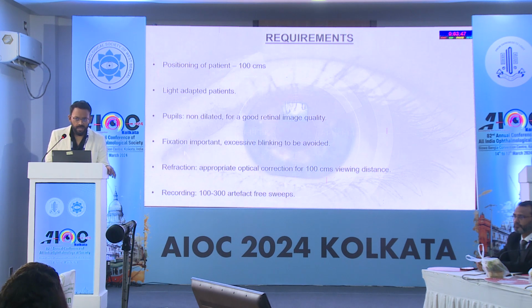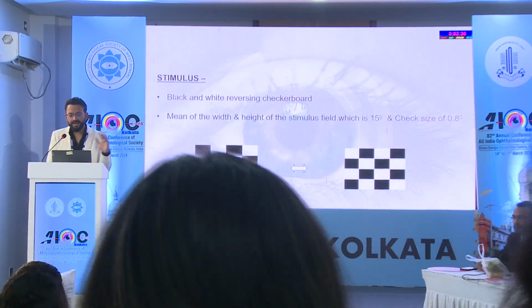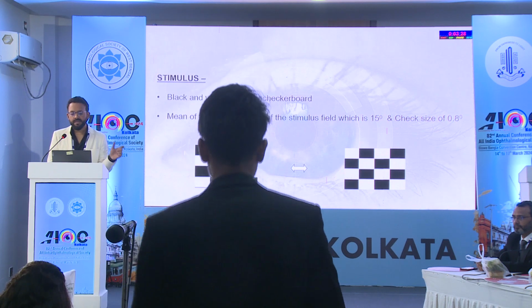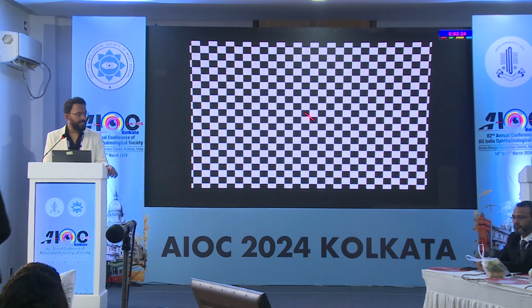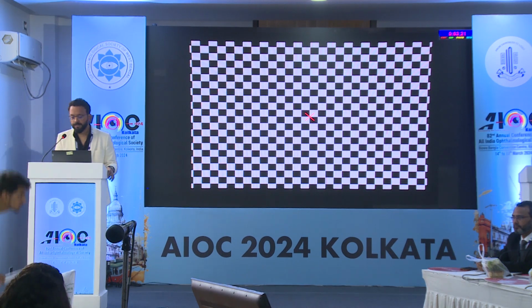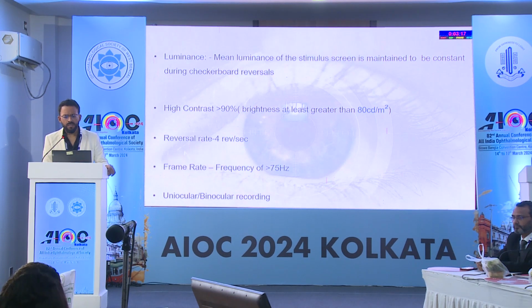Requirements have already been discussed. I'll just brush through them: positioning at 100 centimeters, adequately lighted room, non-dilated pupil, fixation is important, excessive blinking needs to be avoided, and the patient should be optically corrected. This is the stimulus, a black and white reversing checkerboard with a mean width and height of 15 degrees and 0.8 degrees respectively. This is the fixation board with a cross at the center, the red cross that needs to be fixated.